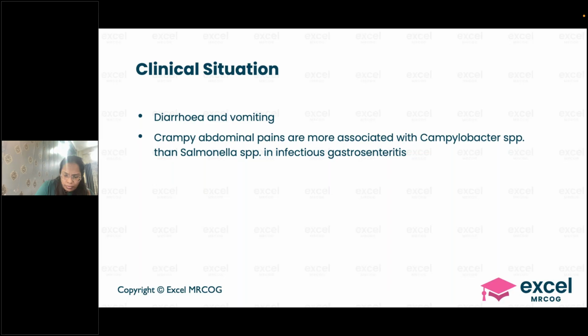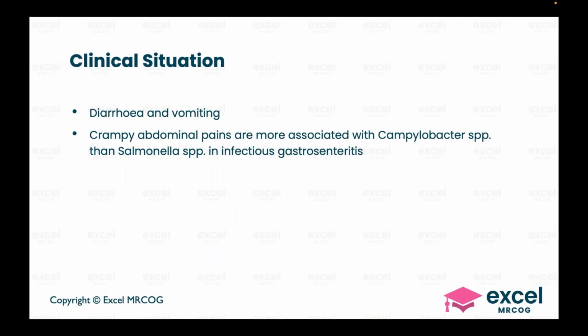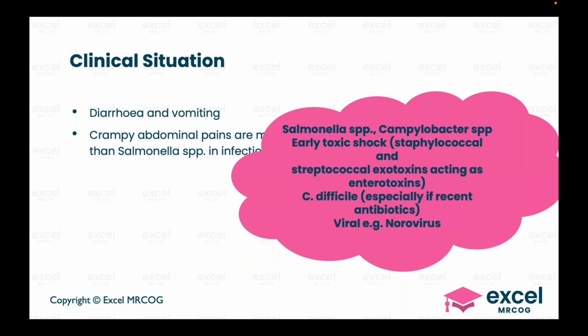Okay, so diarrhea and vomiting, crampy abdominal pain is associated with Campylobacter, Salmonella. Okay, and it can be an early feature of toxic shock syndrome. Okay, the exotoxin which is produced by streptococci can affect all systems, and diarrhea and pain is a common sign.